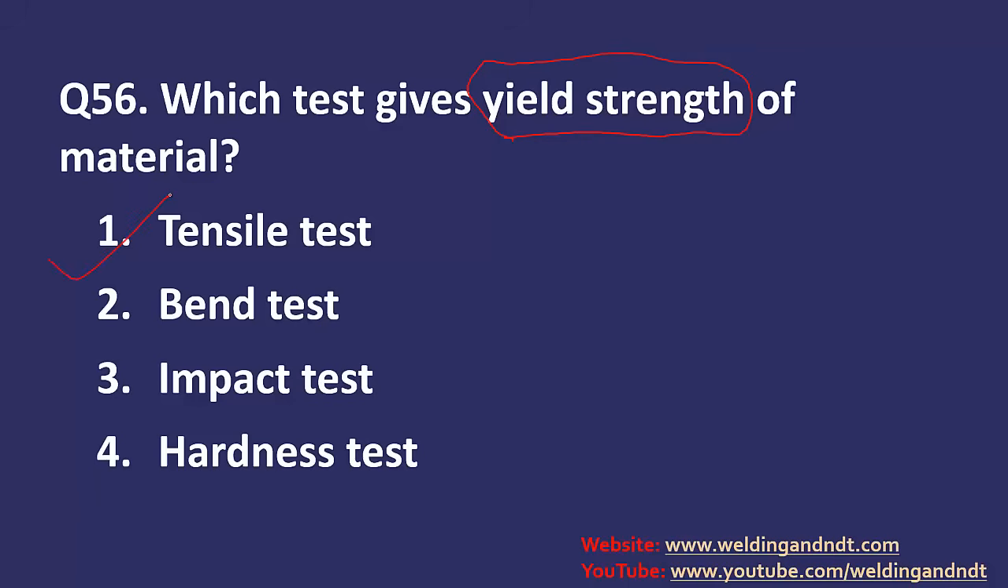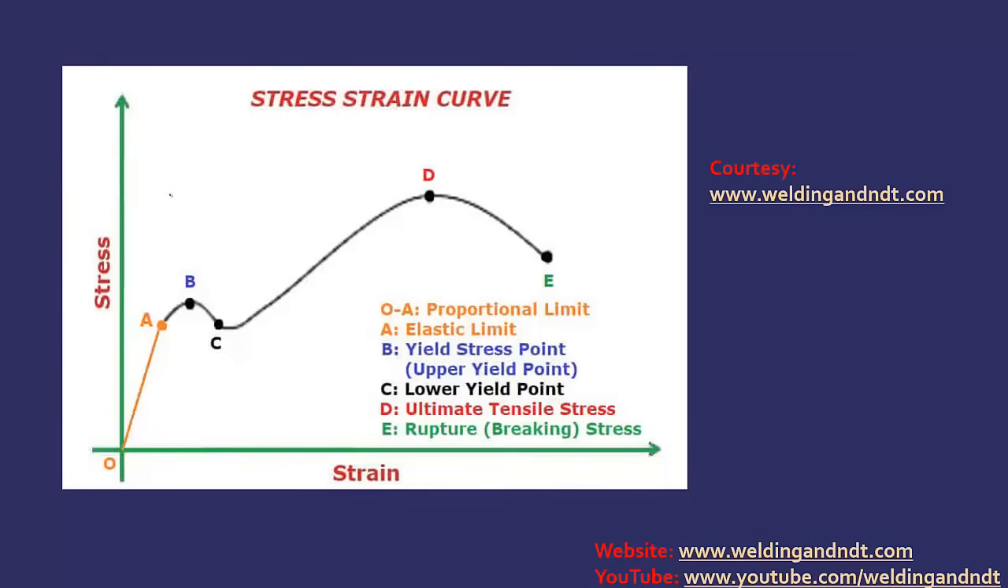With the help of tensile test, we can get yield strength, we can get ultimate tensile strength and we can get percentage elongation. All these three important values we can get with the help of tensile test. See, after doing the tensile test, a curve is plotted, a graph is plotted and that graph is called a stress strain curve, and on the graph you'll see this point B.